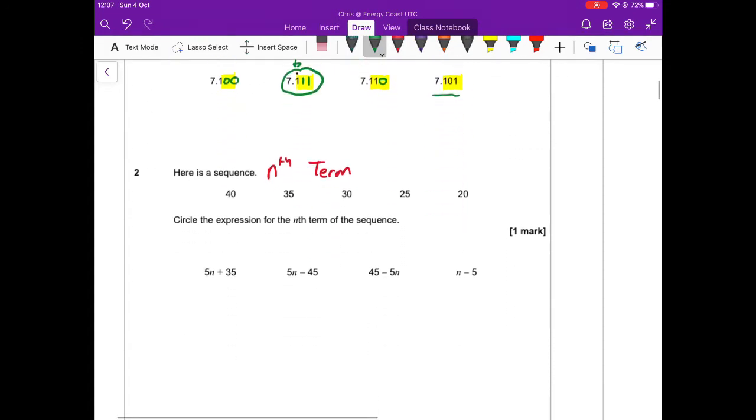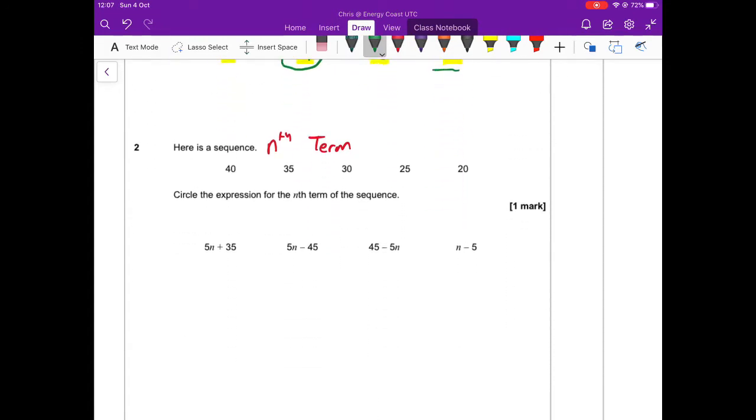Next one, nth term. It's a bit of a strange one, this, and this is one of the few where the answers really help you, because you can almost do a process of elimination on them. Let's do it properly though. Let's look at these numbers. I've got 40, 35, 30, 25, 20. I know it's going down in 5s. If it was going up in 5s, I'd write 5n, but it's not. It's going down in 5, so I have to write minus 5n.